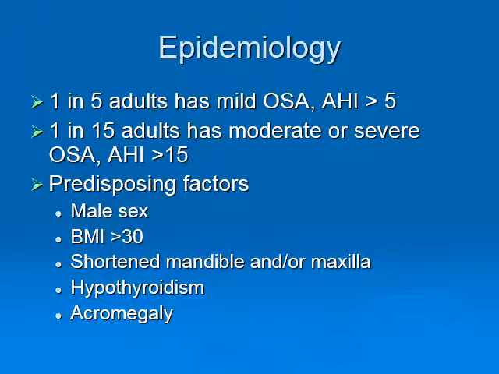Some epidemiological facts in obstructive sleep apnea. 1 in 5 adults has mild obstructive sleep apnea with apnea-hypopnea index more than 5. 1 in 15 adults has moderate to severe obstructive sleep apnea with apnea-hypopnea index more than 15. The predisposing factors include: males are more susceptible than females, body mass index more than 30, shortened mandible and/or maxilla, hypothyroidism, and patients suffering acromegaly.